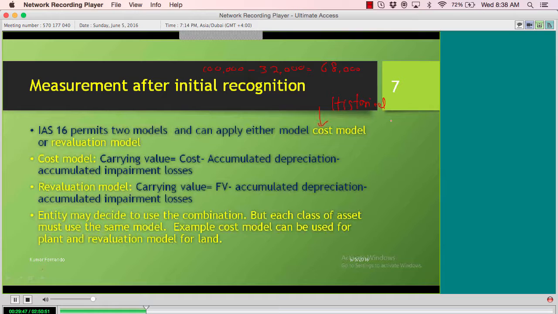Buildings we can also revalue. That is, after some time, the building value has gone up. So maybe what was 68,000, now we see it is 75,000. The fair value is 75,000. So what is the revaluation amount? Accumulated depreciation right at the moment is 32.